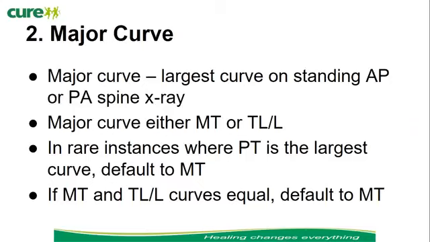Now, sometimes you might have a major curve that looks like it's the proximal thoracic. It's bigger than the main thoracic curve. Then usually one is advised to default to the main thoracic curve. And if you have two curves that are competing, the thoracolumbar or lumbar curve and the main thoracic curve, then you default to the main thoracic curve.